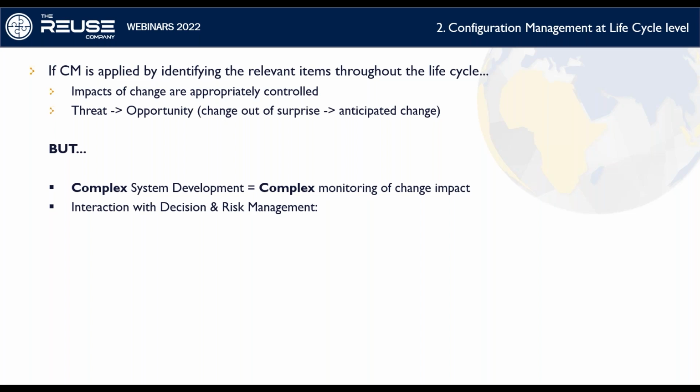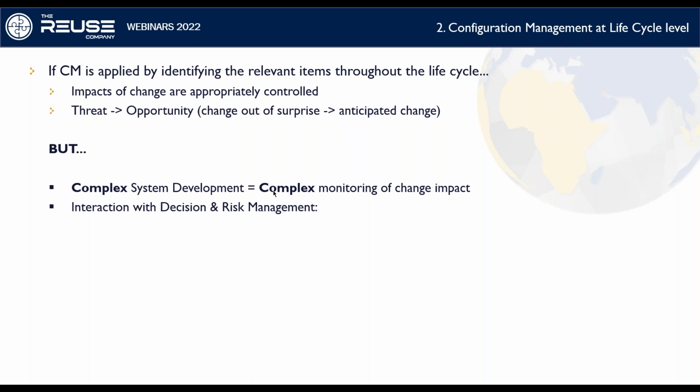As I said, in complex systems, changes are complex to monitor. So the system development is complex, and all the activities are complex. It's not just a one-to-one relationship. It's not sequential. It's not something that is easy to monitor. One change can have an impact on many different things, and this is where the concept of lifecycle level configuration management will be important. So how do we measure the impact of change when we work at lifecycle level?